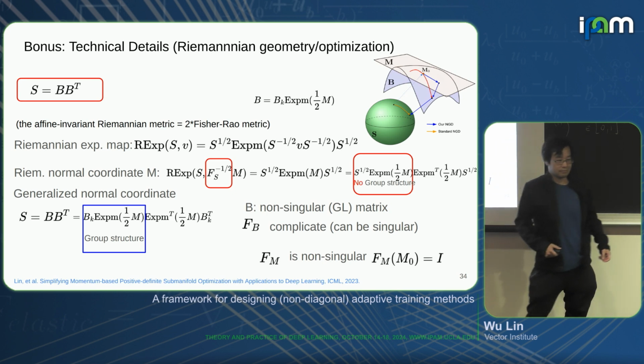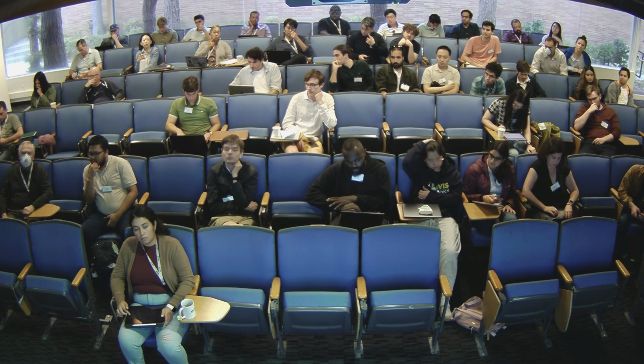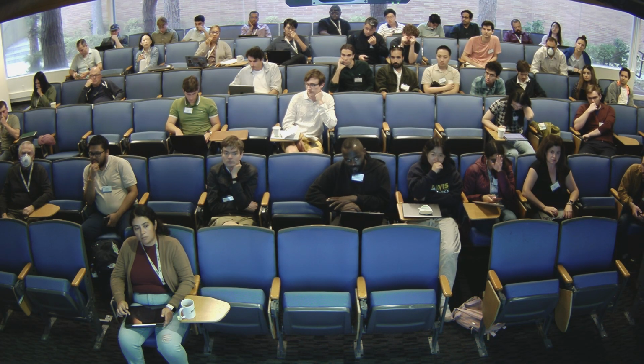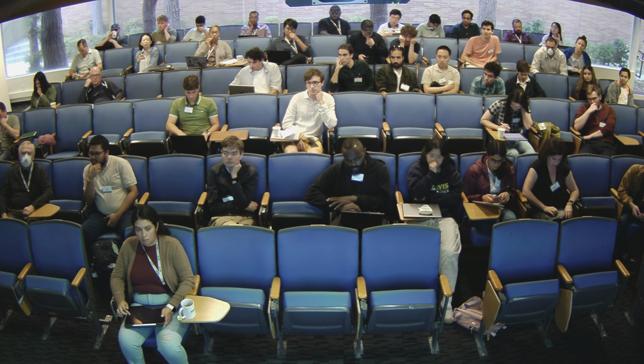Is M self-adjoint? Say again? Is M self-adjoint? Which one? M? Yeah, M. M here? So usually just symmetric matrices. It's symmetric, yeah, sure.